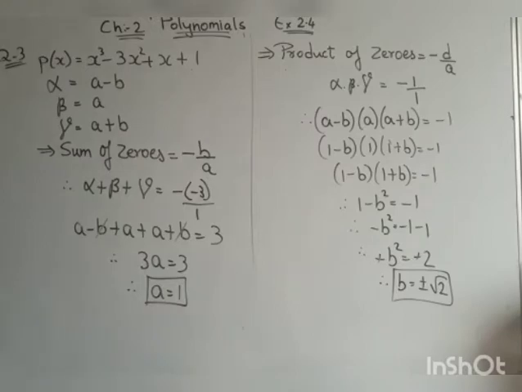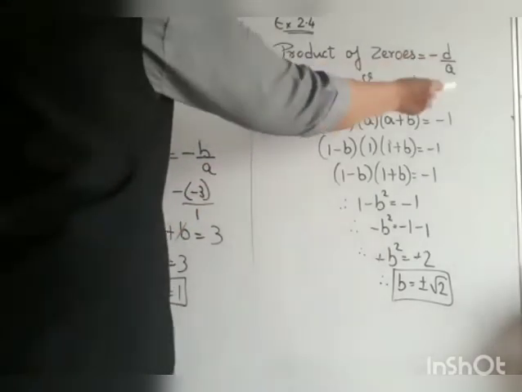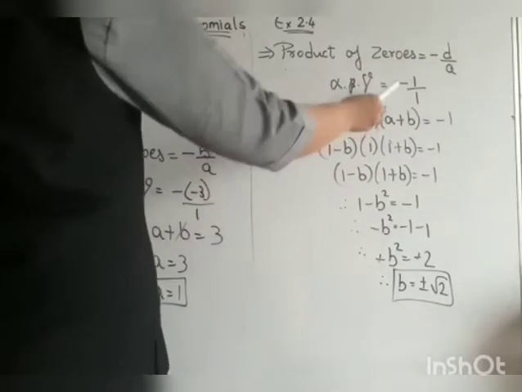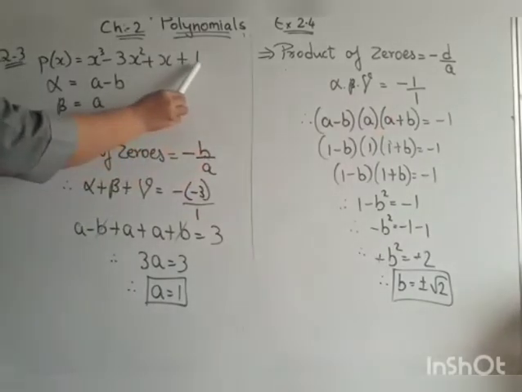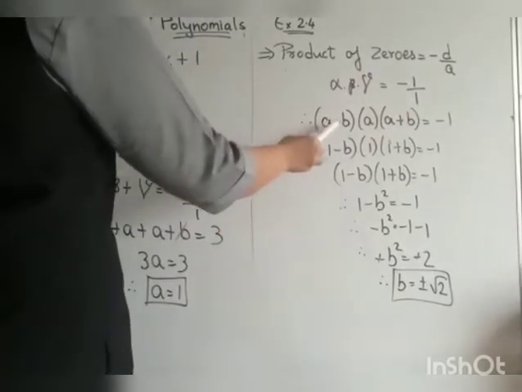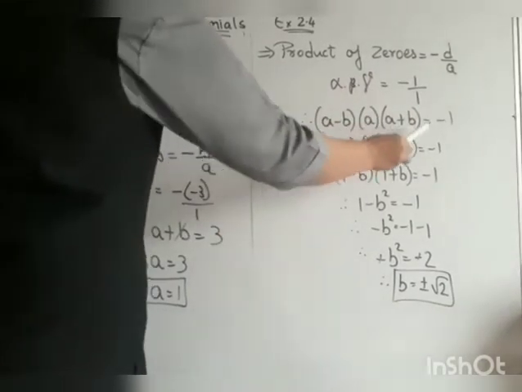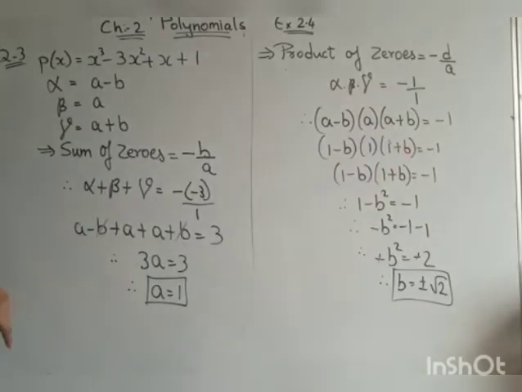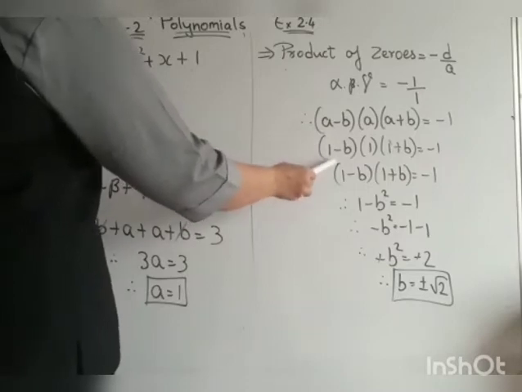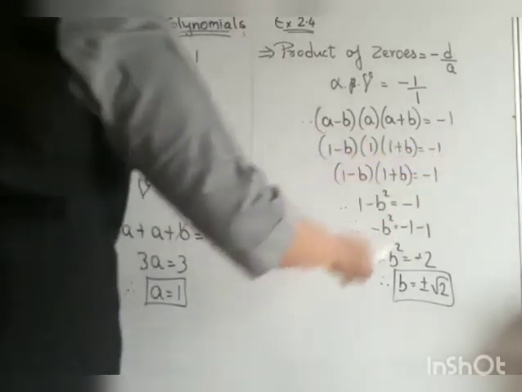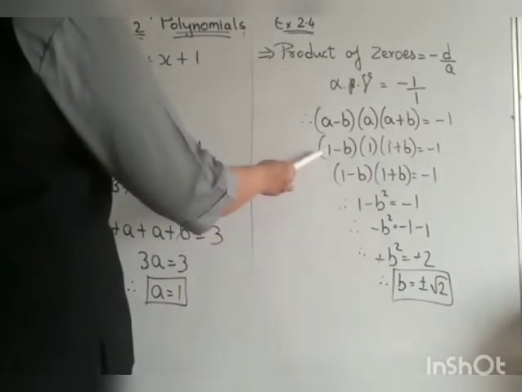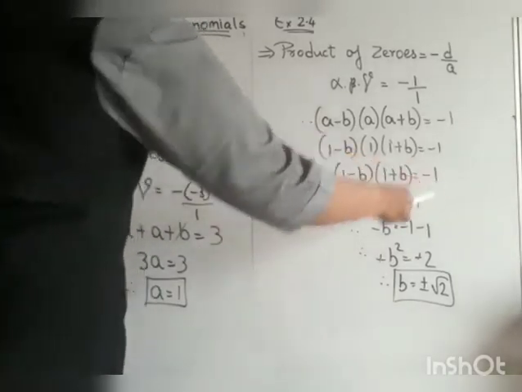Now taking the product of zeros. Product of zeros formula is minus d upon a. Product of zeros means alpha multiplied by beta multiplied by gamma is equal to minus, here you can see d is 1, a is also 1, so 1 upon 1. Now alpha is a minus b, beta is a, gamma is a plus b. A we have already got, a is 1. So in place of a we will write 1. So this will become 1 minus b, 1 plus b is equal to minus 1. Now any digit multiplied by 1 remains the same. So here it will be 1 minus b into 1 plus b is equal to minus 1.